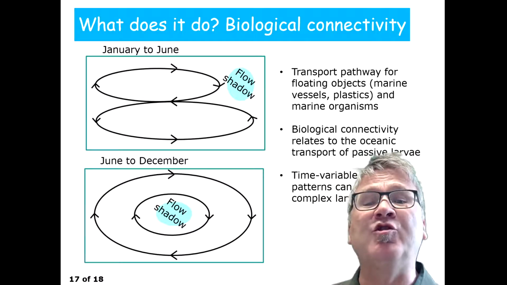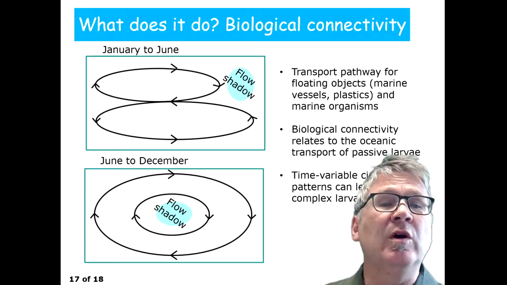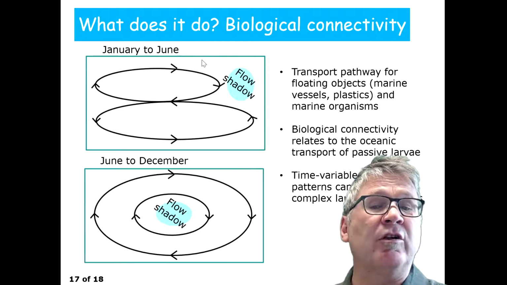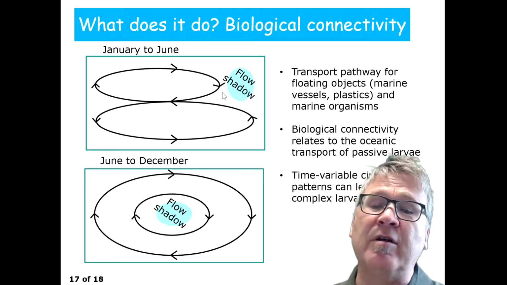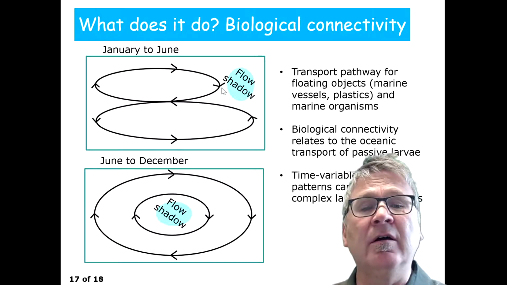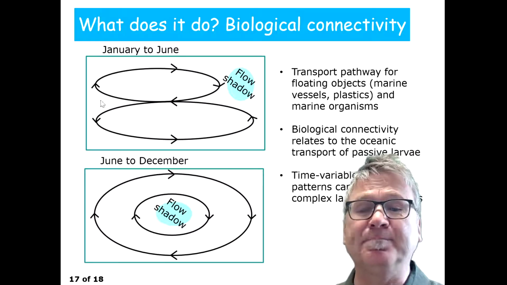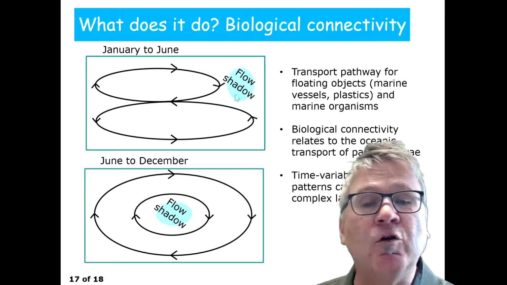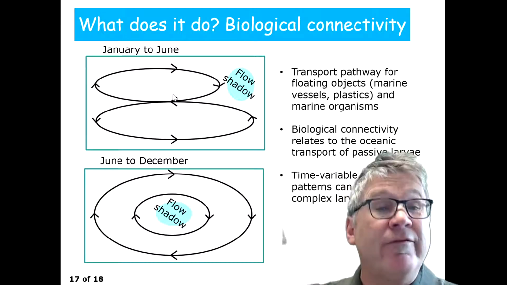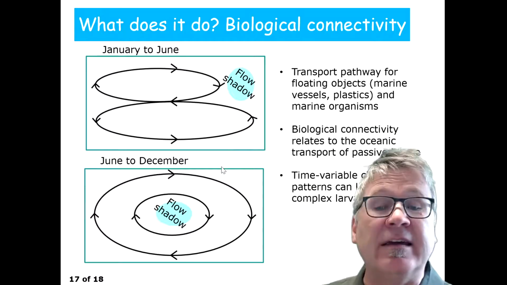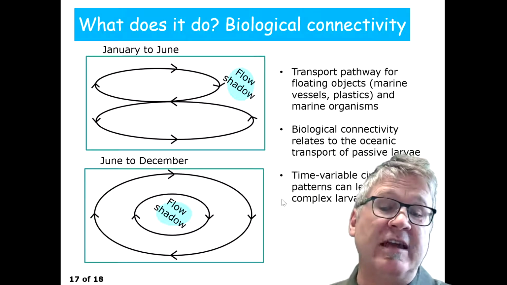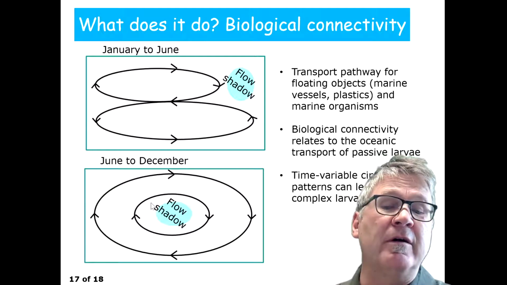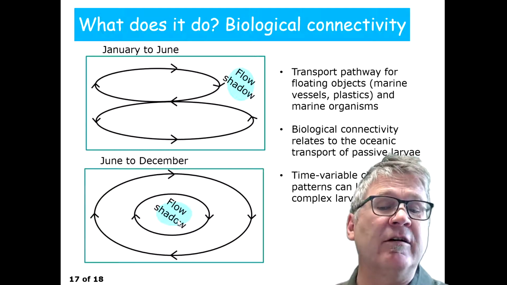Okay, so from January to June, you actually have two gyres established here. In the northern part of the region, you have a clockwise gyre, and in the southern part, you have an anti-clockwise gyre, and you actually have a flow from east to west in the center. In addition to that, you have a flow shadow, a region of little flow, here in the northeastern corner. However, in the other season, from June to December, you have the situation where one large gyre develops and you have a zone of little flow in the center, a flow shadow.